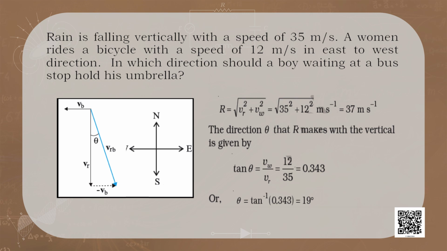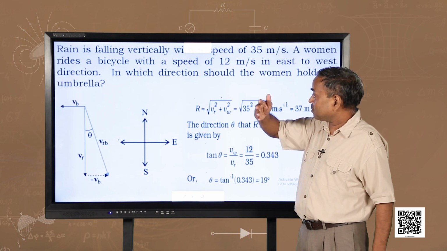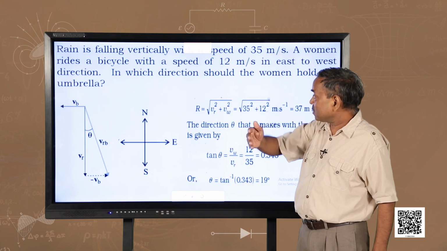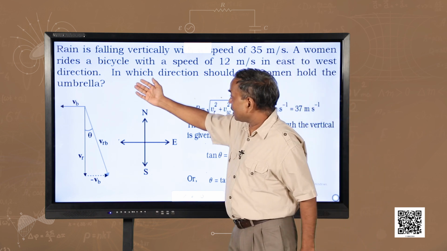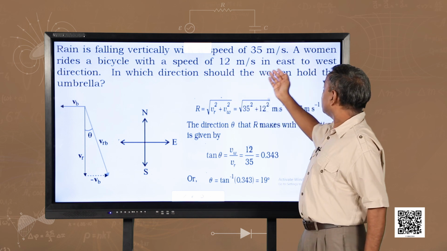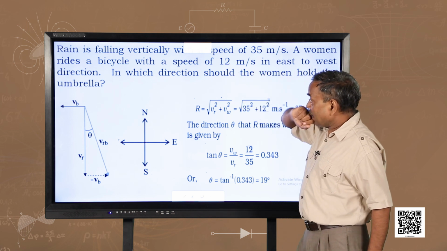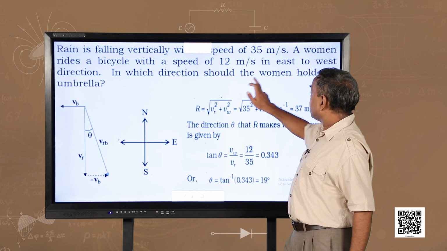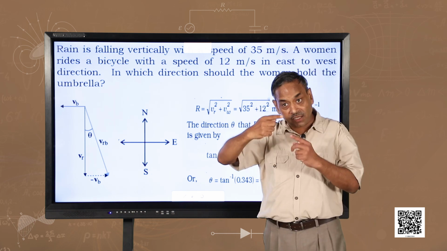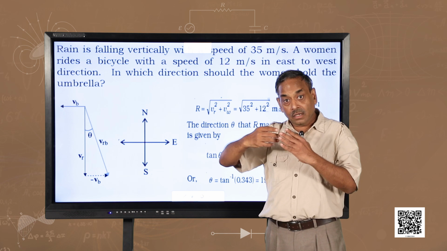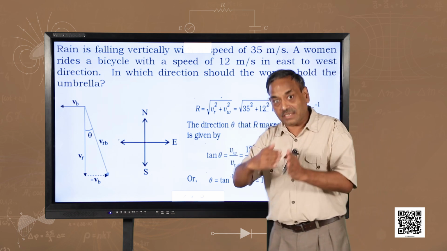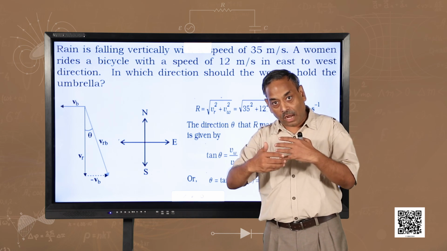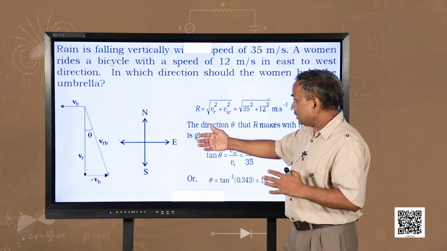Rain is falling vertically with a speed of 35 meters per second, as it was happening in the boy's case who was standing at the bus stop in the earlier case, and there is a woman who is riding a bicycle with a speed of 12 meters per second from east to west, right. Now, in which direction should the woman hold the umbrella? In the earlier case, my dear friends, what was happening? The wind was blowing. Now, the wind is not blowing, the woman is bicycling. Now, what will happen? Let us see the case.